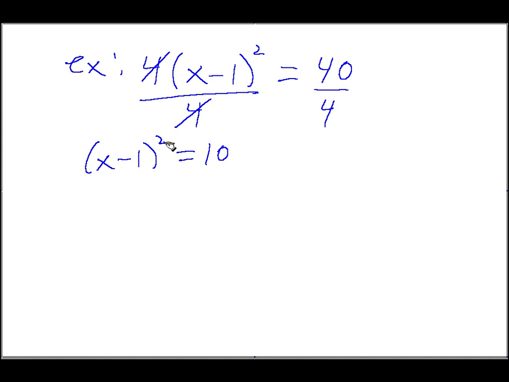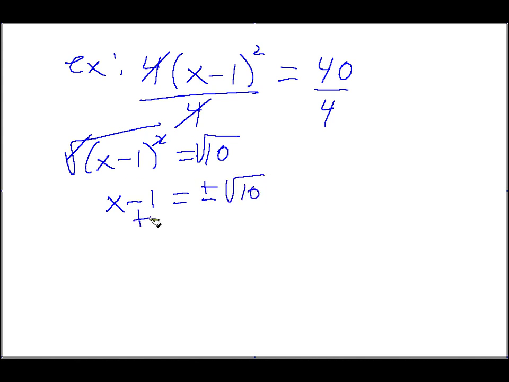Now, once I have the perfect square isolated, I want to take the square root of both sides. So I have x minus 1 equal to, the square root of a perfect square will take care of the square, they cancel each other out. X minus 1 equal to plus or minus radical 10. You always get plus or minus when you take the square root of both sides. So just simply add 1 to both sides to finish it off.